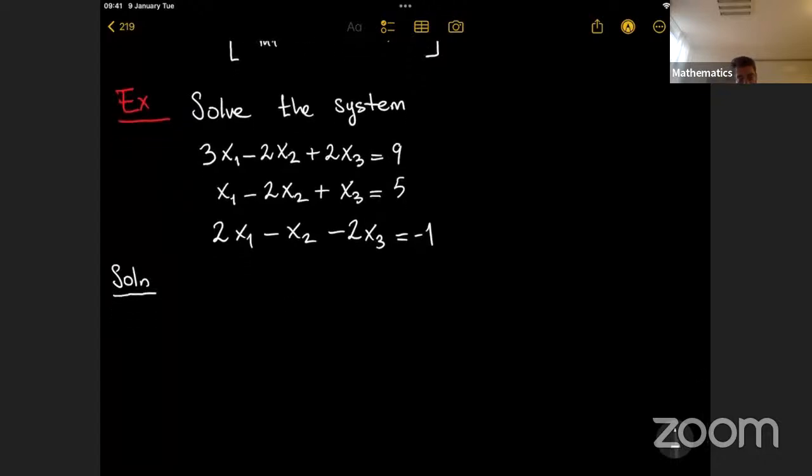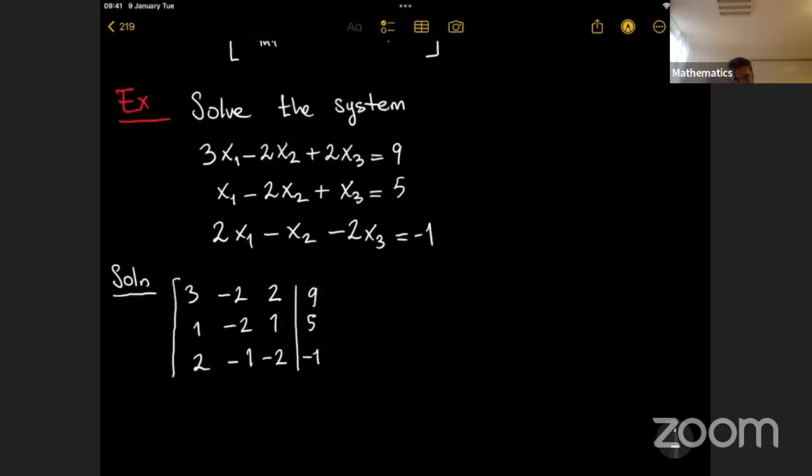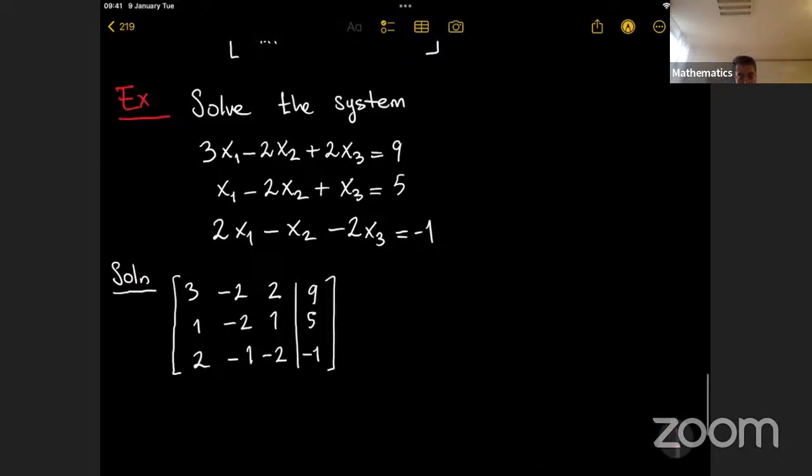The augmented matrix is basically the coefficient matrix first, 3, minus 2, 2, and you add one more column for 9, 5, minus 1. What we try to do here is to make this part in REF. At the same time, of course, we will work with the last column, 9, 5, minus 1, and see what we get.